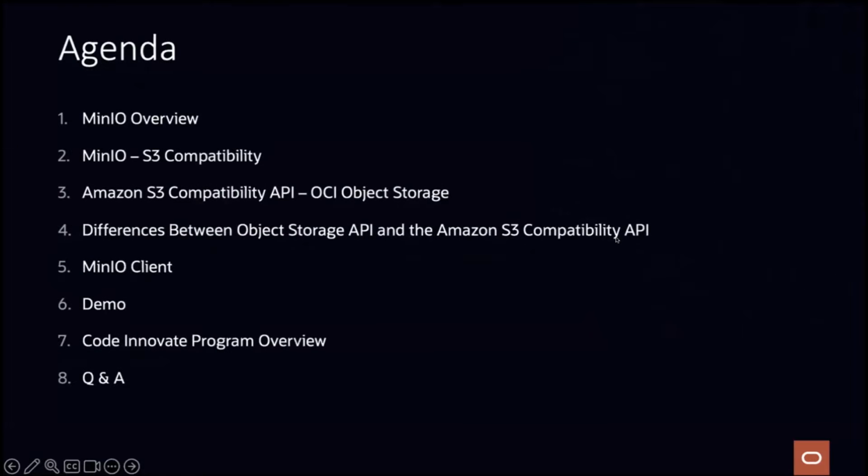So the agenda for today is we'll do a quick overview of what MinIO exactly is. We'll also look at the S3 compatibility that comes along with MinIO. Later on, we'll look at the S3 compatibility API that Oracle's object storage provides, which we will be using with our MinIO client. We'll also go through basic differences between Oracle's object storage API as well as the Amazon S3 compatibility API that we provide as part of our OCI offering.